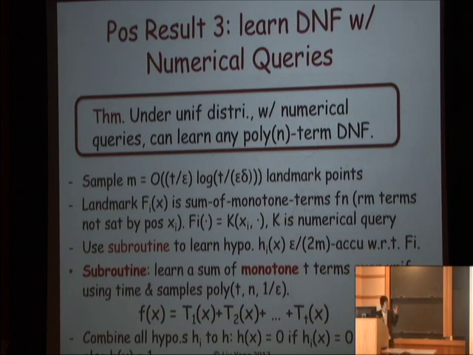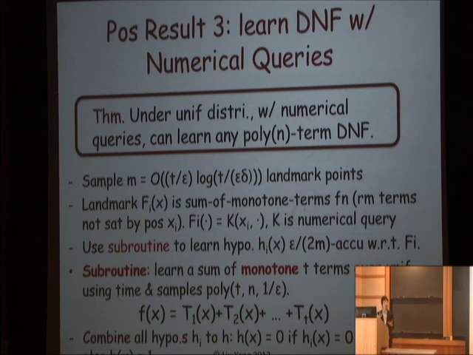However, we get some positive results for learning general DNF formulas. The first one is if we're given exact numerical queries under uniform distribution, we can actually learn poly-n term DNF. So how are we going to do this? Here's the idea. We're given the positive example.